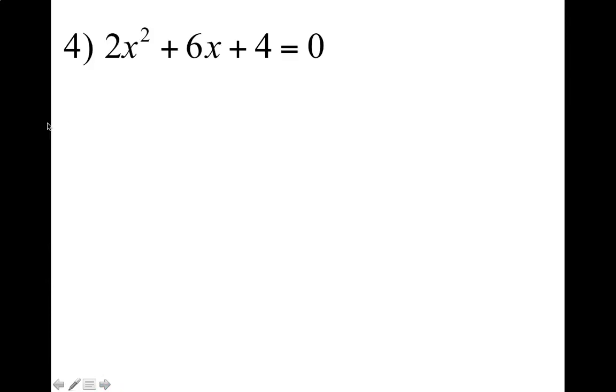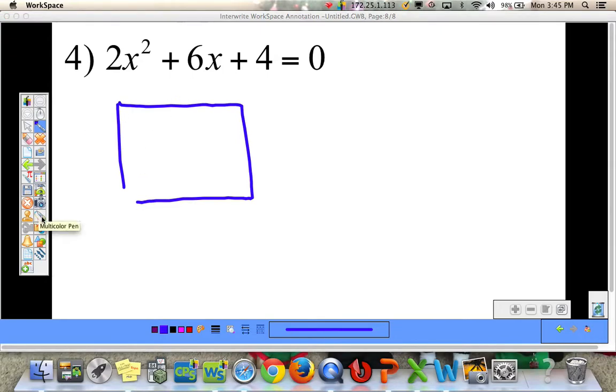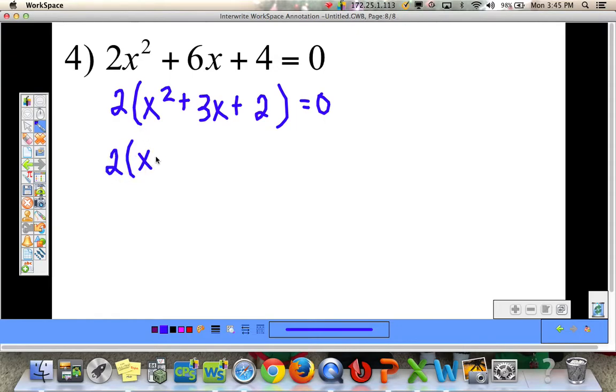All right, one more factoring. This one right here, use a box and circle to factor. We can't, well actually we can pull out a term here. We can pull the 2. We use a box and circle to factor. I've done that ahead of time, so this would be x plus 2, x plus 1.